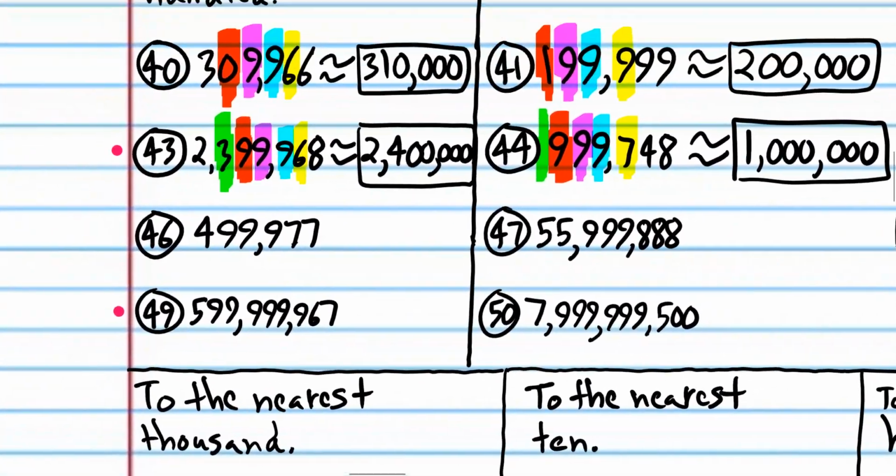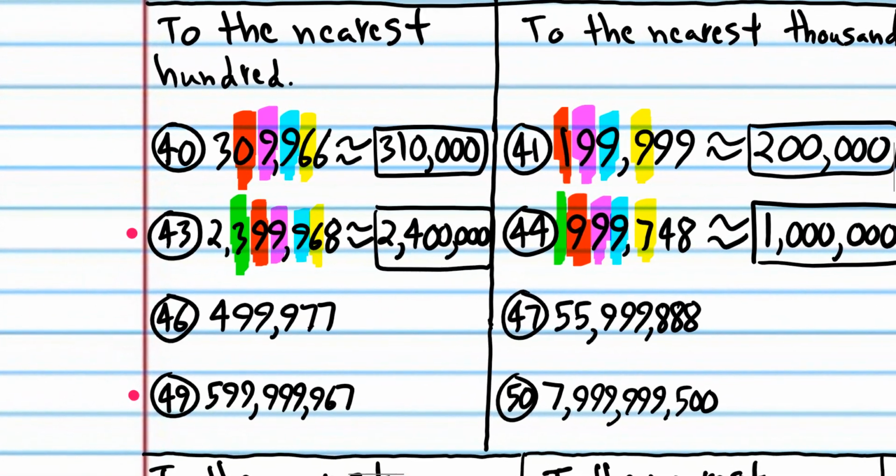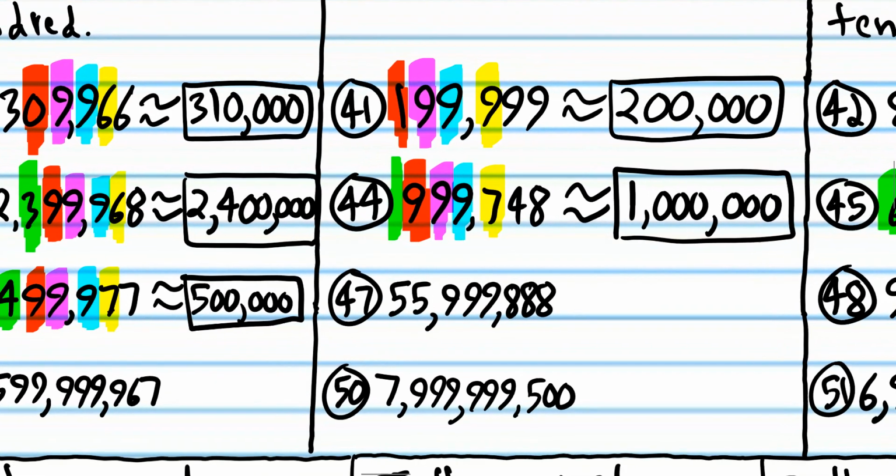All right, try 46, and when you come back, we'll do it together. All right, we're back. Here's the hundredths place. 7 tells us to round up, but we have a 9 there, and we have a 9 there, so we have to finally round up the 4, and you're left with 400,000, or excuse me, 500,000. So if you got 500,000, good job. If you didn't, that's okay. Just figure out what you did wrong.